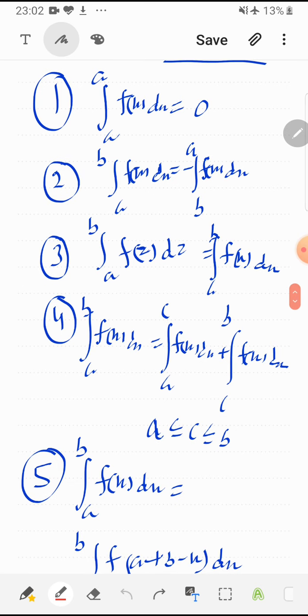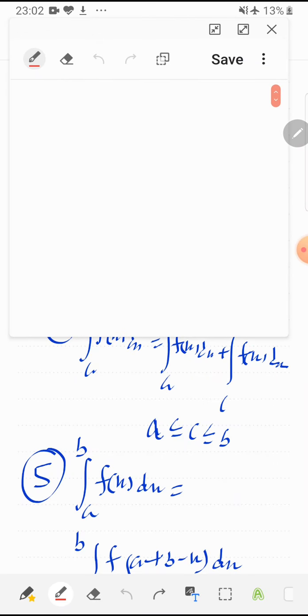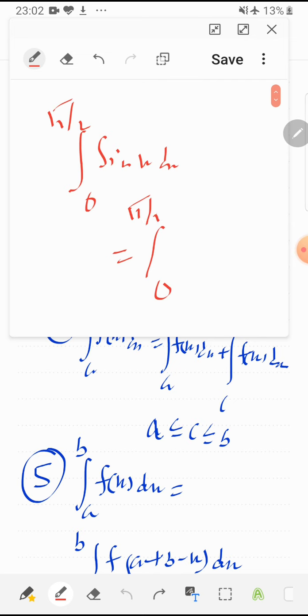Now sometimes students get confused here. I am not substituting the function here. I am just saying that if sin x is there, sin z is there, and limits are same, the result is also same. Like 0 to pi by 2 integral of sin x is same as 0 to pi by 2 integral of sin z dz.